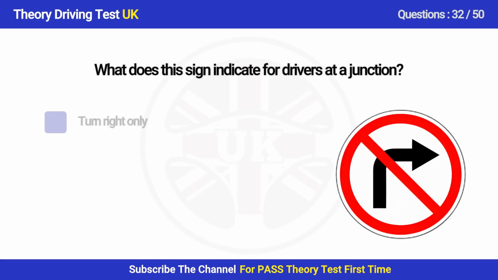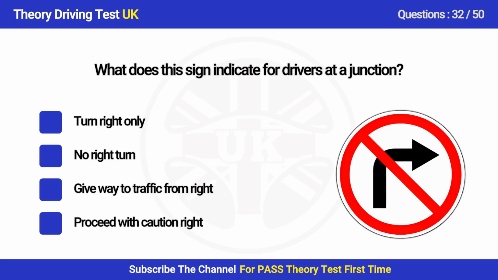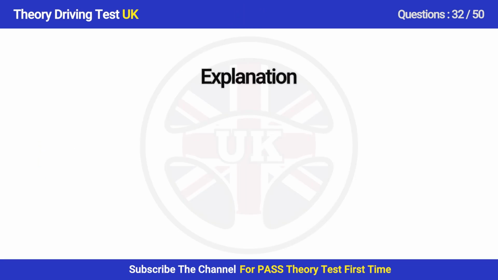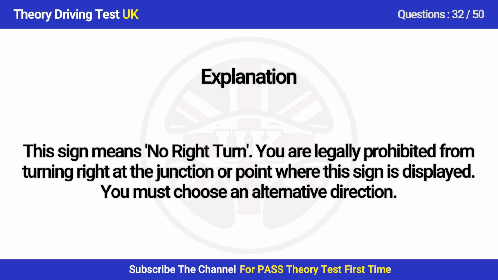Question 32. What does this sign indicate for drivers at a junction? A. Turn right only. B. No right turn. C. Give way to traffic from right. D. Proceed with caution right. Answer is B. No right turn. This sign means no right turn. You are legally prohibited from turning right at the junction or point where this sign is displayed. You must choose an alternative direction.